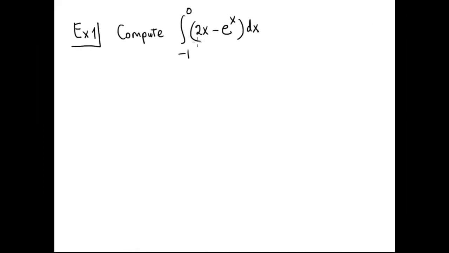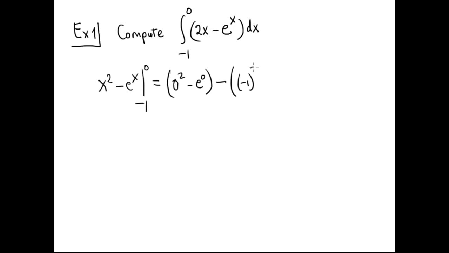Okay, we compute the antiderivative. The antiderivative of 2x is x squared divided by 2, and the 2 is cancelled, so only x squared stays, and the antiderivative of e to the x is e to the x. Evaluate between -1 and 0. You evaluate 0 first, the upper limit. I recommend putting parentheses: 0 squared minus e to the 0, minus another parenthesis, -1 squared minus e to the -1.